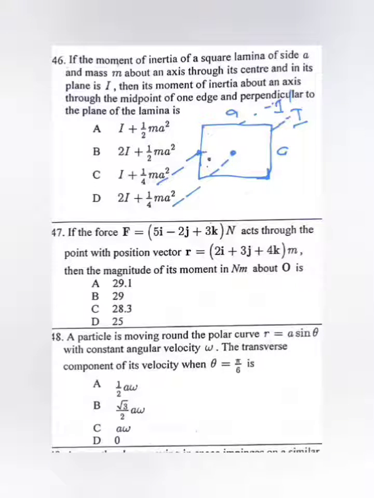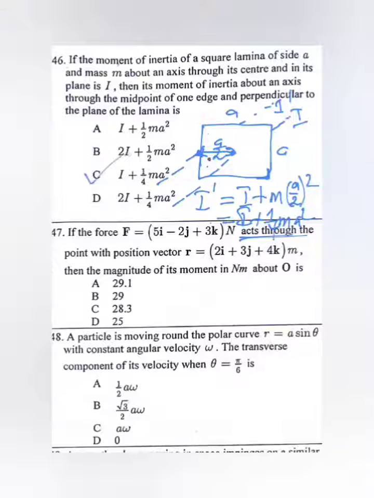Now the distance between the two axes is half of one side of the square, so it is a over 2, and I prime is actually related to I by the parallel axis theorem, which says that the moment of inertia I should be equal to the moment of inertia through the center and perpendicular to the plane plus the mass of the square lamina, which is m, into the square of the distance between the two parallel axes, which is a all over 2 all squared, and that gives I plus 1/4 ma squared, which corresponds to option C.